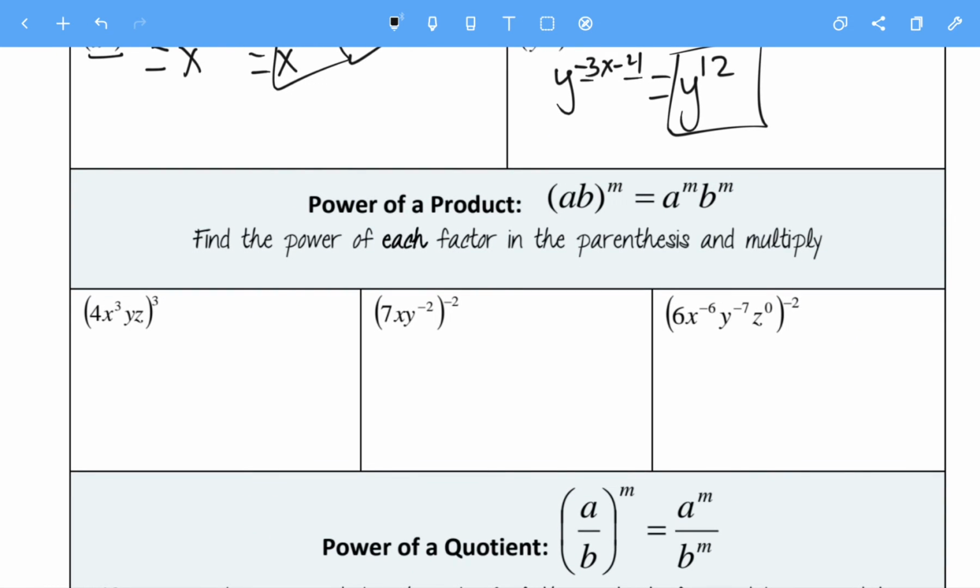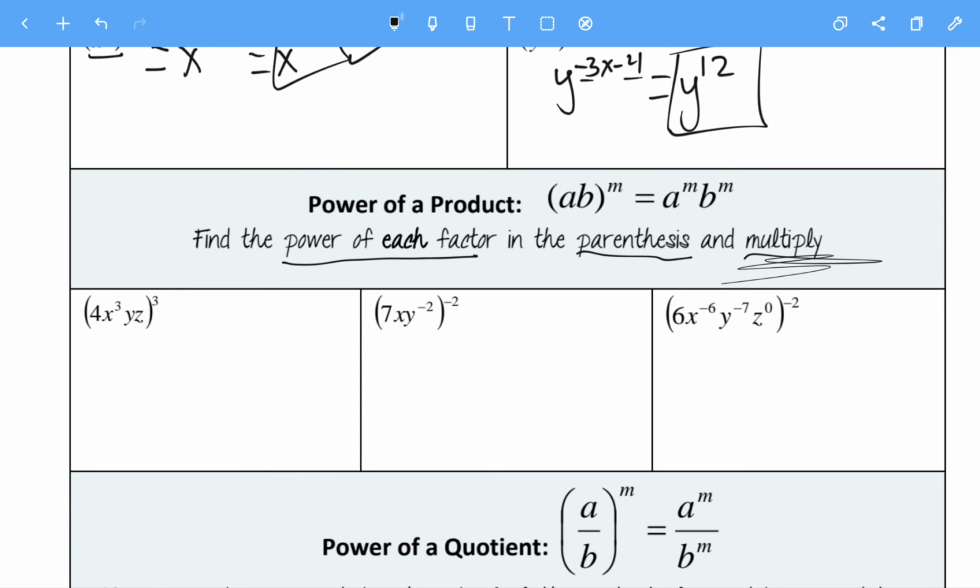Power of a product. We have a, b multiplied together, all raised to the m power. This equals a to the m times b to the m. We want to find the power of each factor in the parentheses and multiply those. So when you have a monomial inside the parentheses, you can essentially distribute that exponent to each term inside. Now, this does not apply to binomials. This is only for monomials.